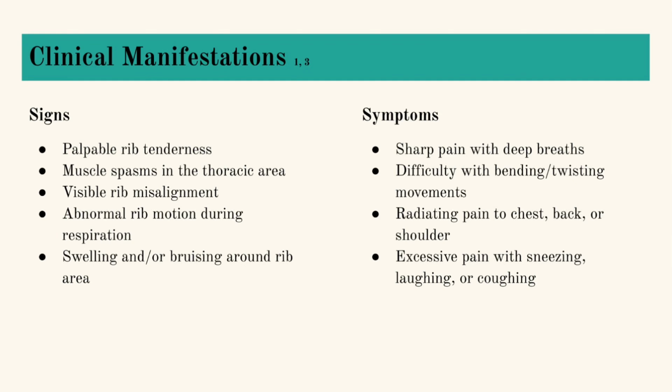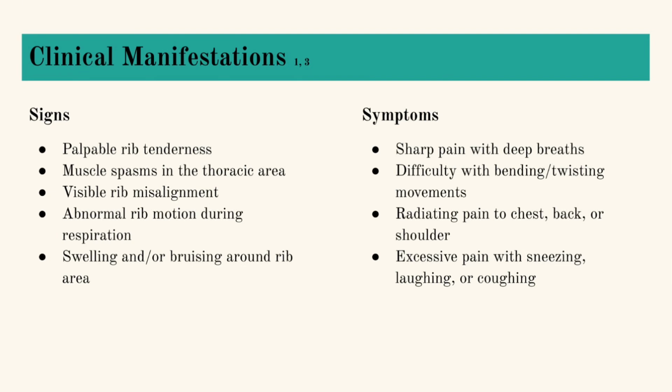And then additionally, we have abnormal rib motion during breathing, which may be observed, and this is where certain ribs are either moving too little or too much depending on the type of dysfunction. In cases of trauma or injury, swelling and or bruising may also be present around the rib area. And then the symptoms that may be noted by patients with this dysfunction include sharp localized pain, particularly during deep breathing. And this pain may radiate to other areas such as the chest, back, or shoulders.